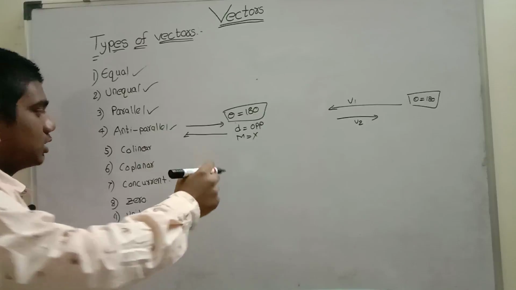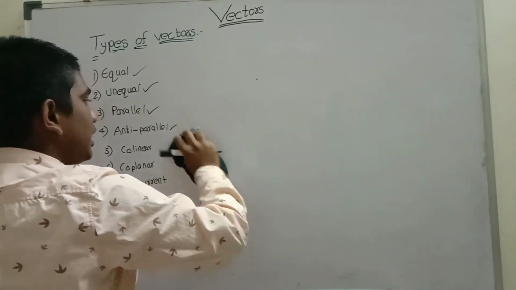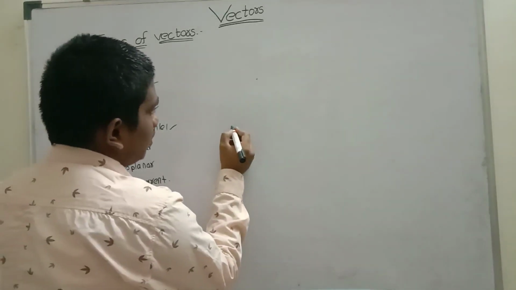Next, collinear vectors. If two vectors are on the same line, then they are said to be collinear. Let us see one example.